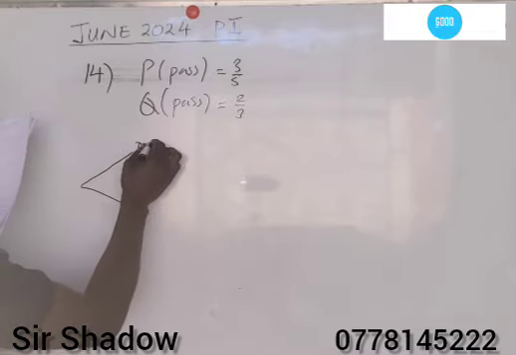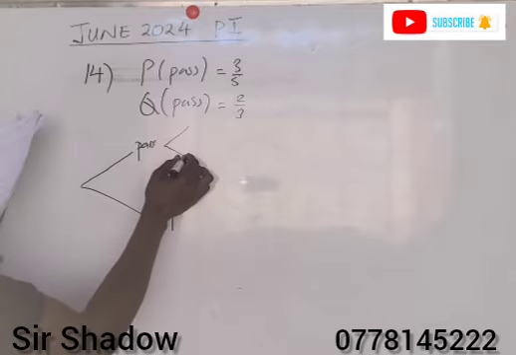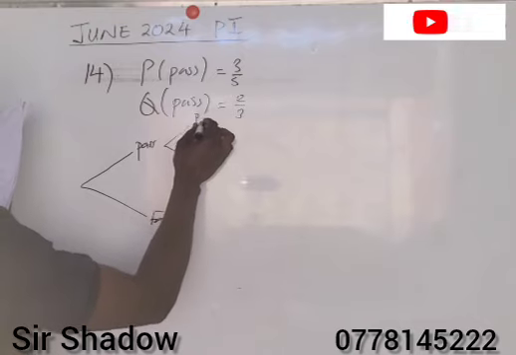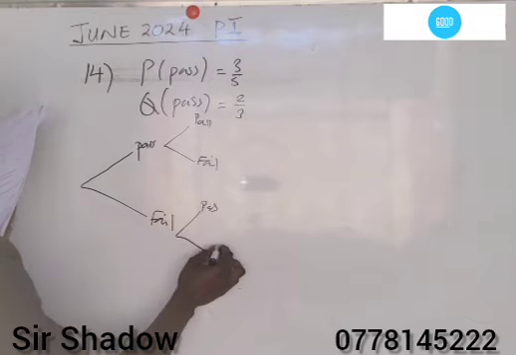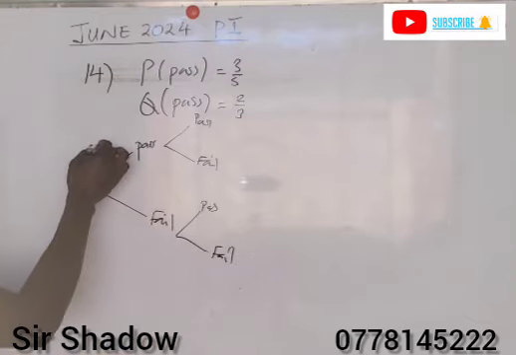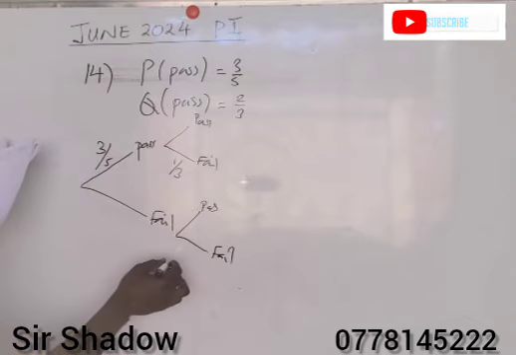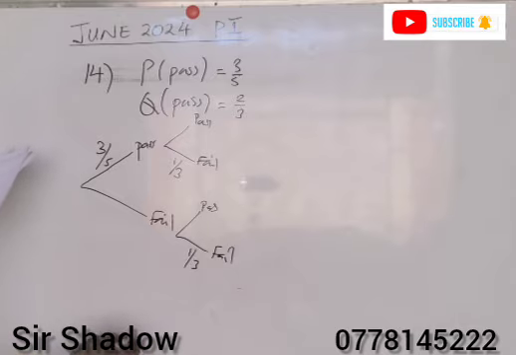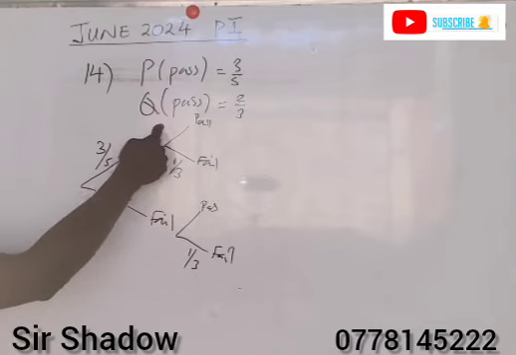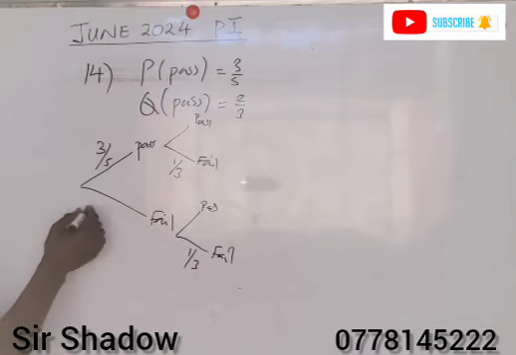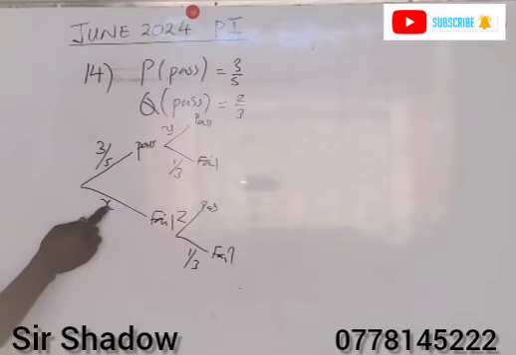Then this one becomes a pass, then this one a fail, then a pass, a fail, then a pass, then a fail. You are given this one is 3 over 5, then this one is 1 over 3, and this one is 1 over 3. And you are asked to complete this part and this part. So you want to find the values of x, y, z. We want to find this value of x.